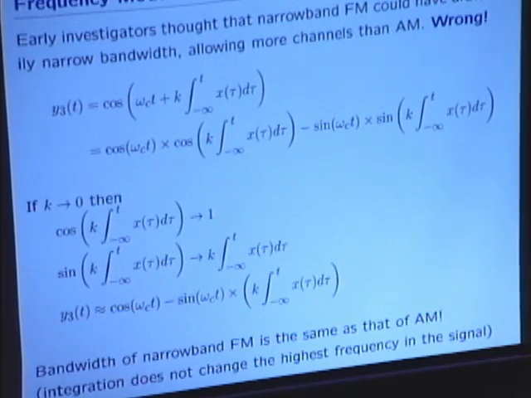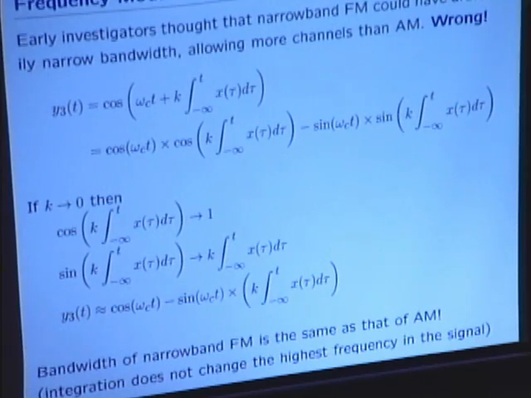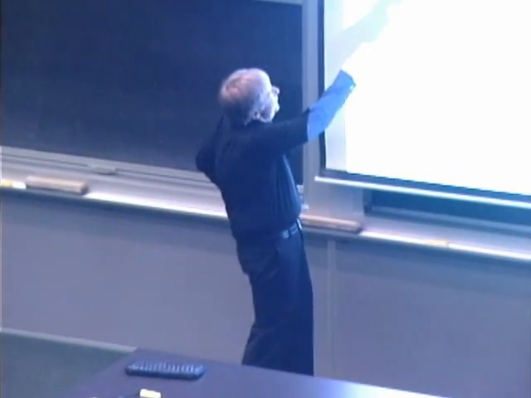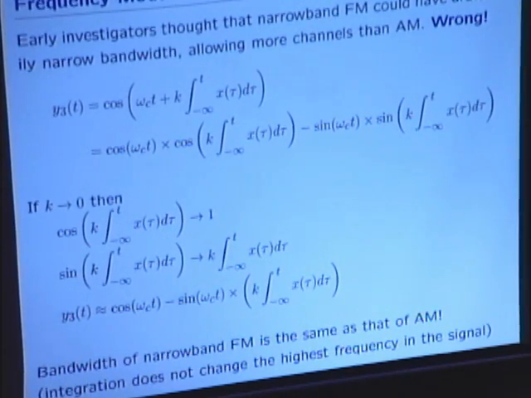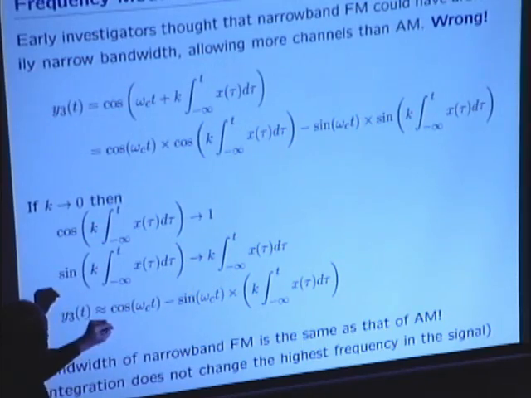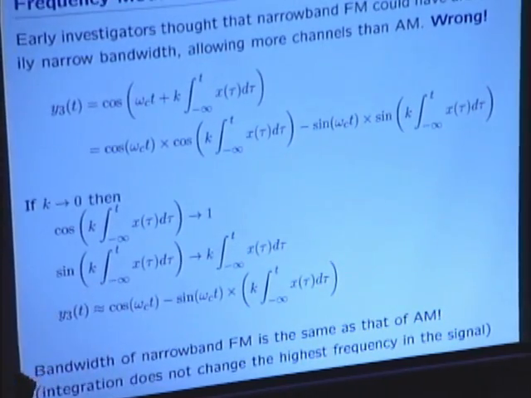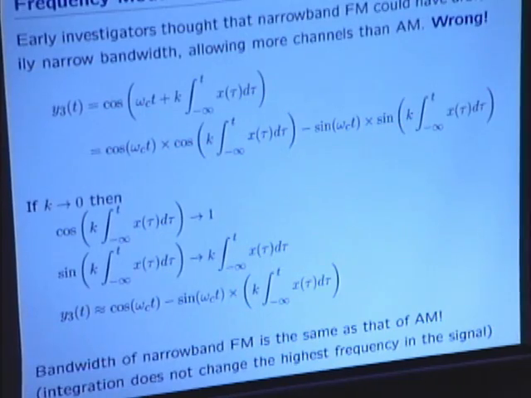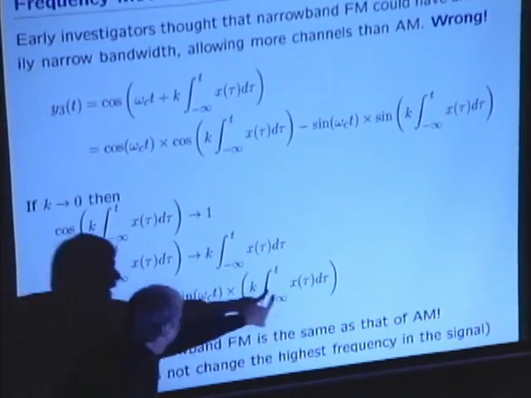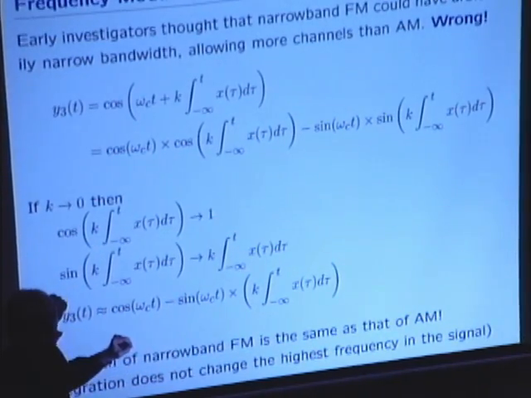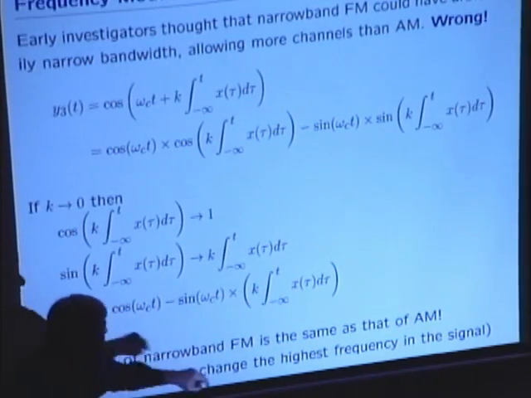Okay, so the idea wasn't quite right. It doesn't go arbitrarily close to 0, it gets arbitrarily close to the message. So that means that this expression, which looks horrible up here, is equivalent to this expression, which says that the signal that I'm transmitting is the carrier, just like AM, minus sine omega CT times the message. But that's just AM.